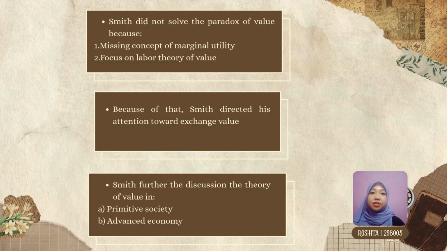Smith did not solve the paradox of value because, first, he was missing the concept of marginal utility. The key insight is that value depends on marginals, which is how much extra value a single additional unit provides, not total utility. Secondly, he focused more on the labor theory of value. Smith mostly explained value in terms of the labor required to produce a good. Because of that, Smith directed his attention toward exchange value. And Smith furthered the discussion of the theory of value in primitive society and advanced economy.